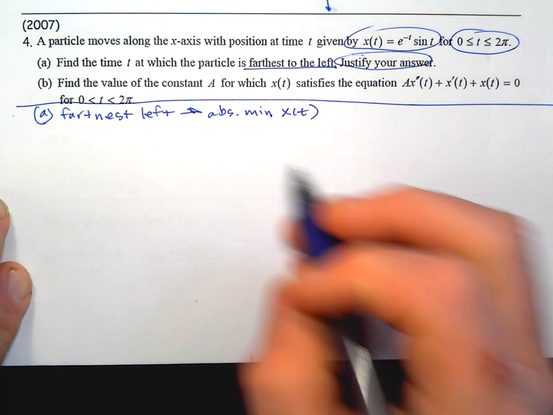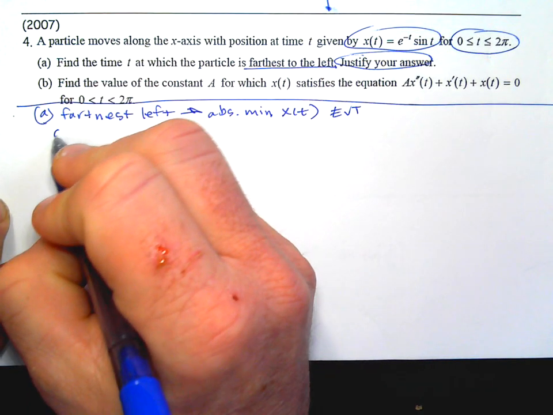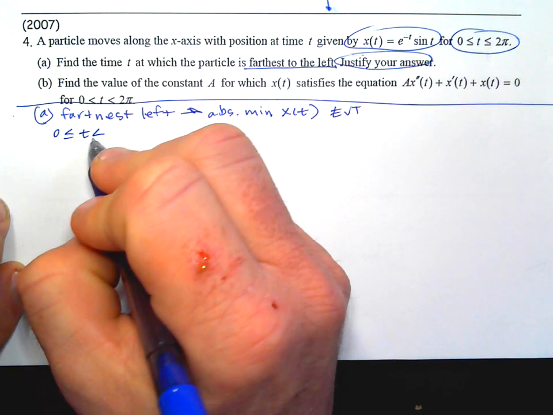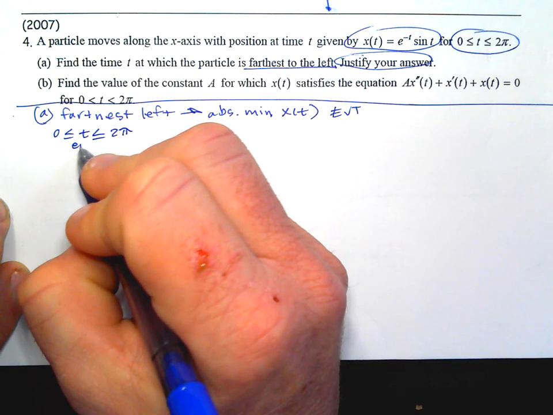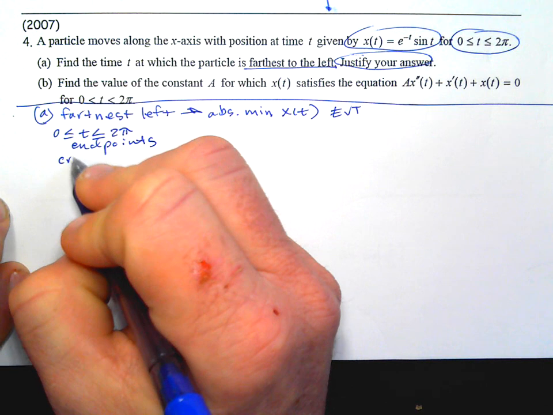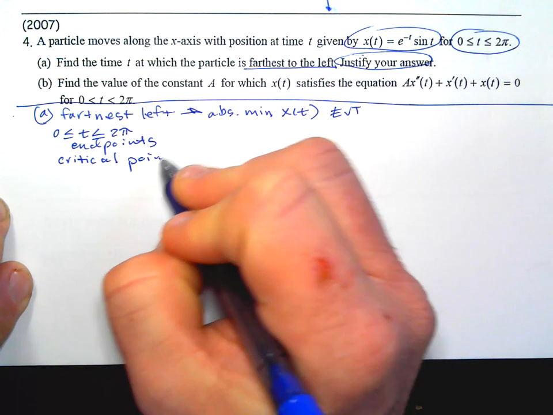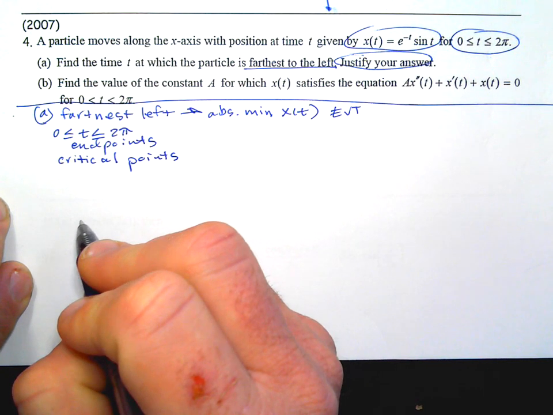So that's what we need to do. We need to do EVT. So we have endpoints and endpoints. I'm writing all this down very carefully. We need to find critical points. So I'm writing down critical points. I'm not abbreviating things, writing initials.